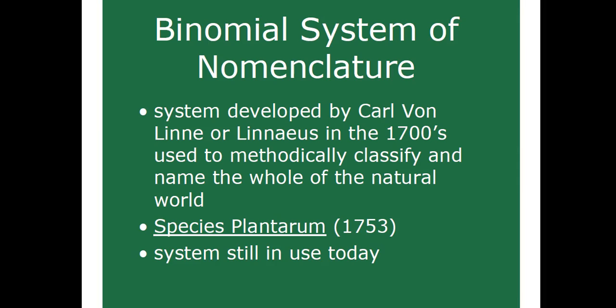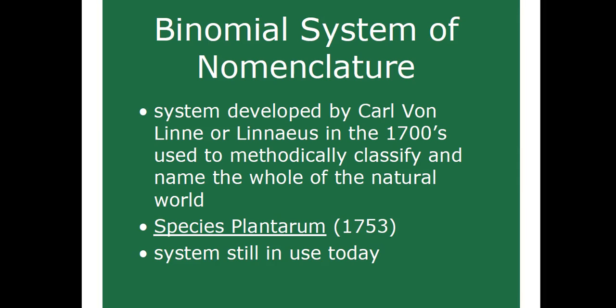So thank you. Everybody has to thank Carl von Linné, or Linnaeus, for creating the binomial system of nomenclature that is still in use today. He created this system in the mid-1700s, and he used it to methodically classify and name all organisms, not just plants. However, plants were his first focus.